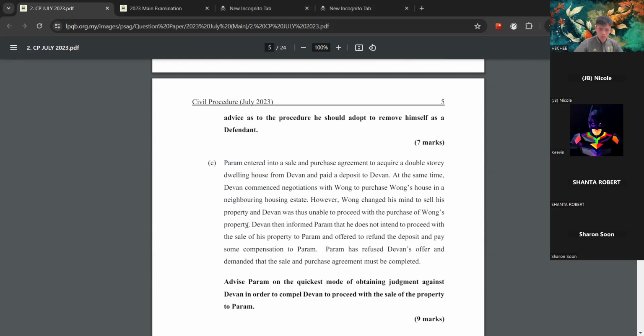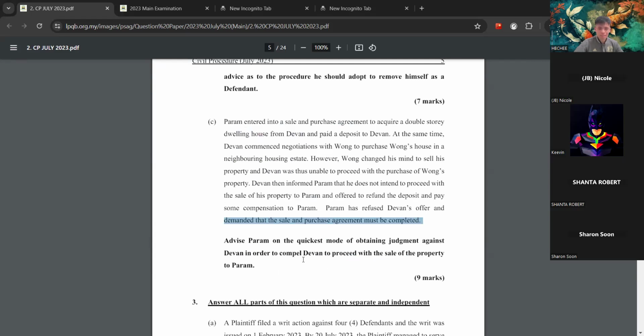of Wong's property. D then informed Param that he does not intend to proceed with the sale and purchase to Param, and offered to refund the deposit and pay some compensation to P. Now, P has refused this offer and demanded that the sale and purchase agreement must be completed. Advise Param on the quickest mode of obtaining judgment against D in order to compel D to proceed with the sale of the property to P.